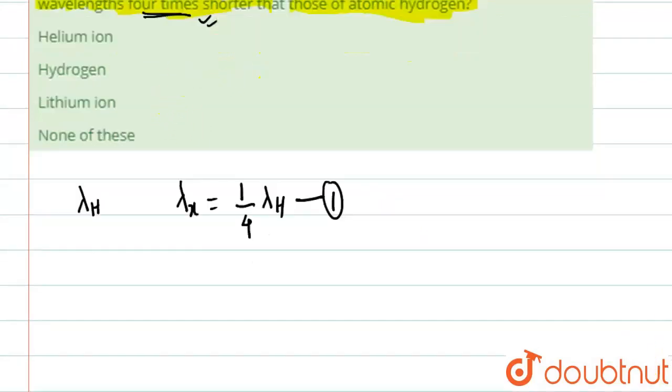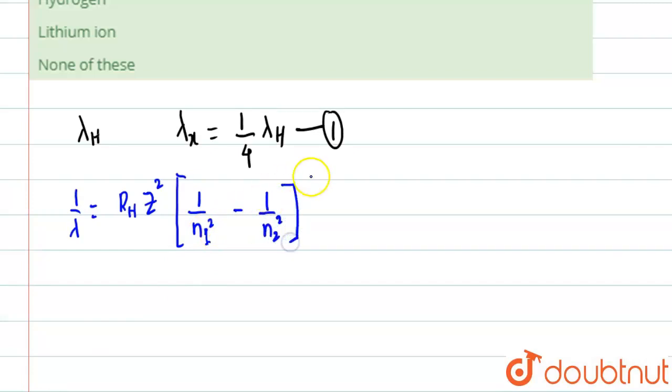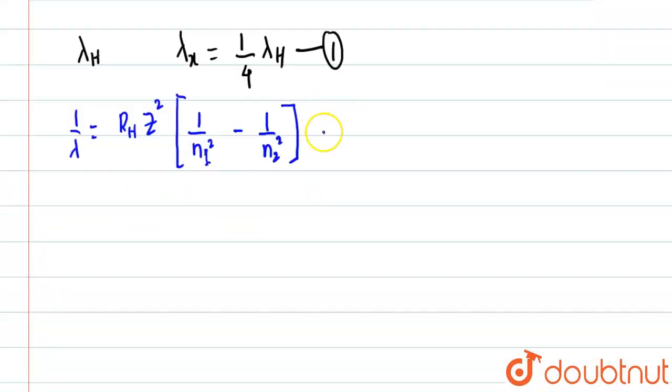Now we are going to use Rydberg's equation to find the wavelength, which is given by 1 by lambda is equal to Rydberg's constant into Z square, where Z is basically the atomic number, which is the number of protons and not electrons, multiplied by 1 by n1 square minus 1 by n2 square, bracket closed.